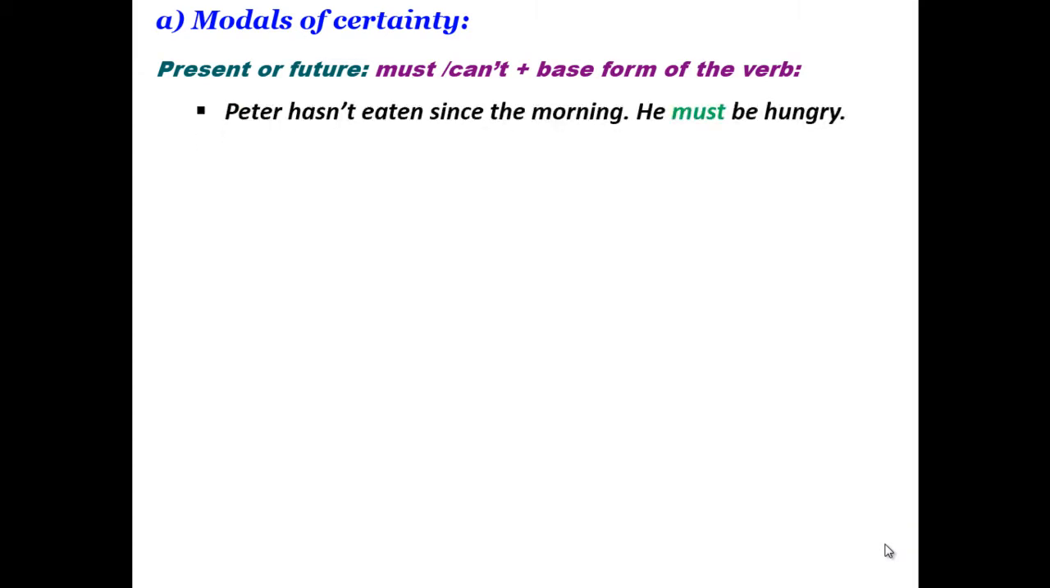Another way of expressing certainty and uncertainty in English is by using modal verbs. So modals of certainty are the following. In the present or future, we use must or can't plus the base form of the verb. Well, let us see some examples to better understand how to use must and can't to express certainty. So consider the first example. Peter hasn't eaten since the morning. He must be hungry. So must here expresses that I'm sure he is hungry.